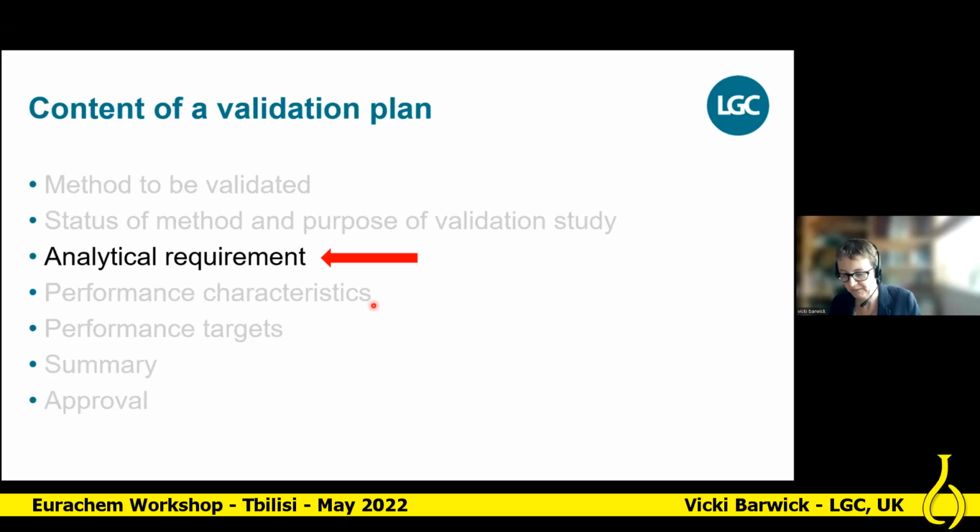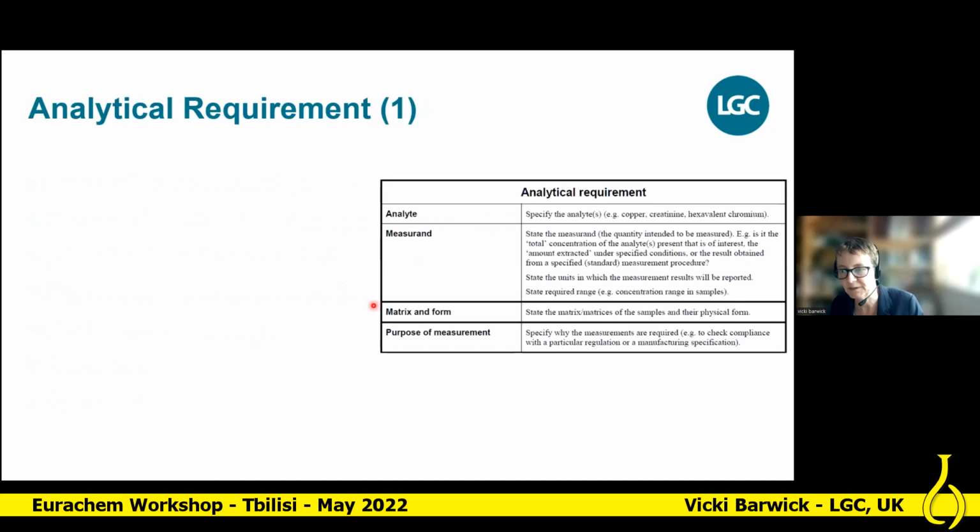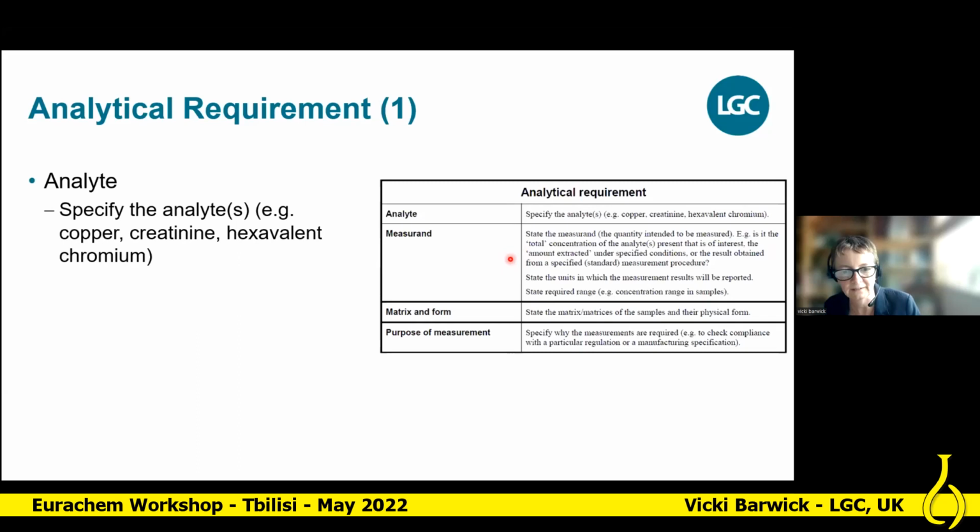We also need to have an understanding of what our particular method is actually going to be used for. And this is often described as the analytical requirement. So this is effectively setting the scope and the parameters of operation for our method. And there are a number of things that we should really specify. So we need to understand what it is we're actually measuring. So what chemical or maybe biological entity it is that we're actually trying to analyze.